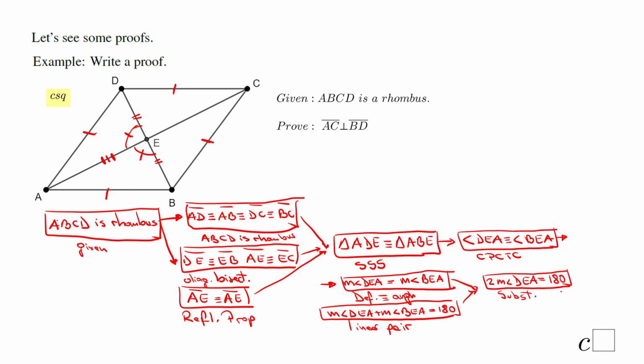So basically now we know the measure of angle DEA is 90 degrees, because we divide by 2, right? Division property. One more step and we finish. Now we can say AC is perpendicular to BD, because this is the definition of perpendicular lines, right? They form a 90-degree angle.